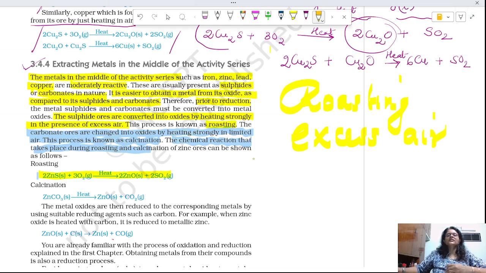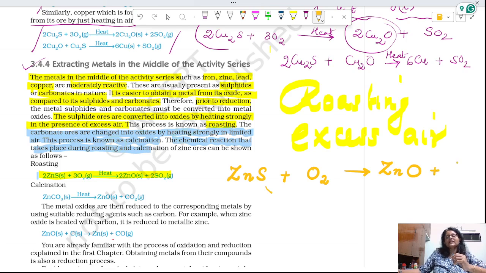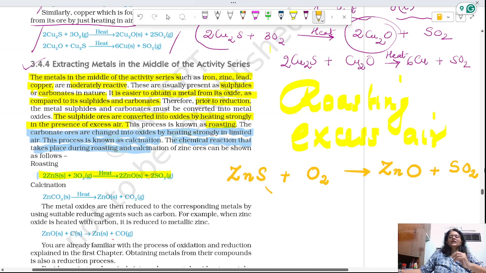So let's write down the chemical equation. ZnS plus O2. What will it give? The product that we need first is zinc oxide, and then the remaining will react with sulfur to get sulfur dioxide. So here also excess of oxygen is taken. 2 ZnS plus 3 O2 gives 2 ZnO and 2 SO2.